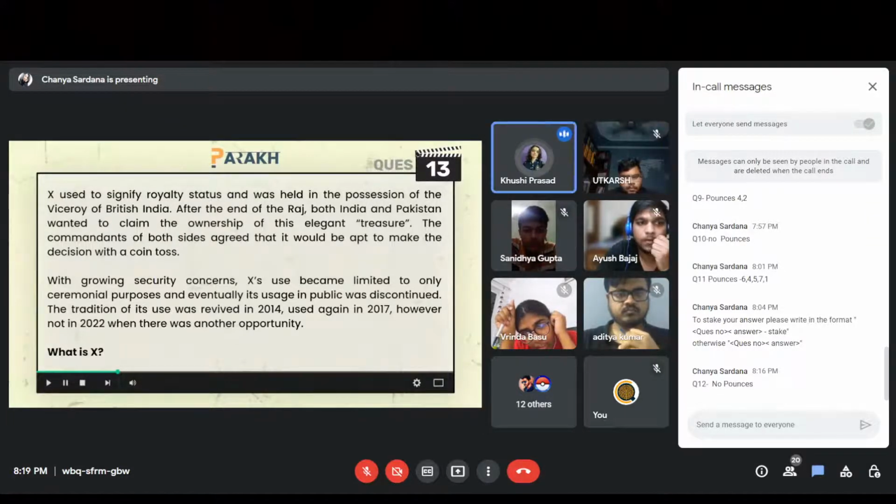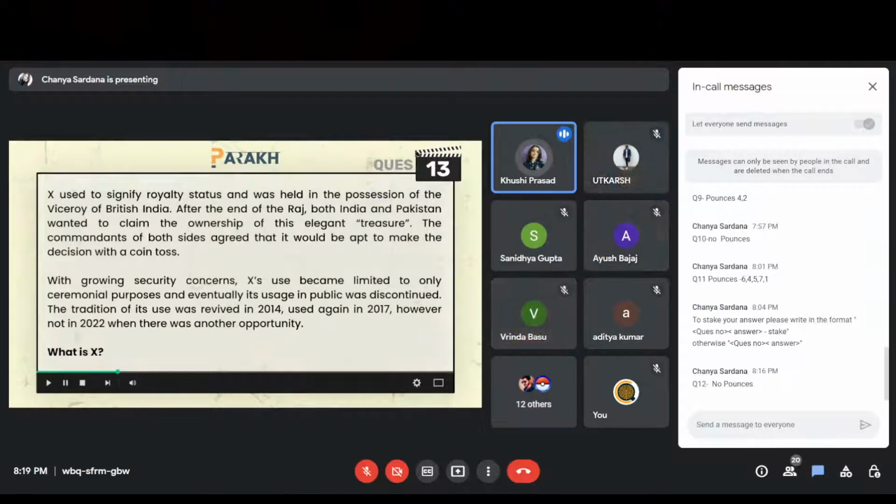X used to signify royalty status and was held in the possession of the Viceroy of British India. After the end of the British Raj, both India and Pakistan wanted to claim the ownership of this elegant treasure. The commandants of both sides agreed that it would be apt to make the decision with a coin toss. With growing security concerns, its use became limited to only ceremonial purposes, and eventually its usage in public was discontinued. The tradition of its use was revived in 2014, used again in 2017, however not in 2022, when there was another opportunity. What is X? Direct for team 3 and the pounce windows are now open.